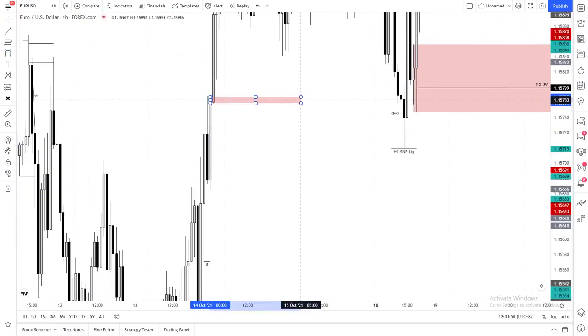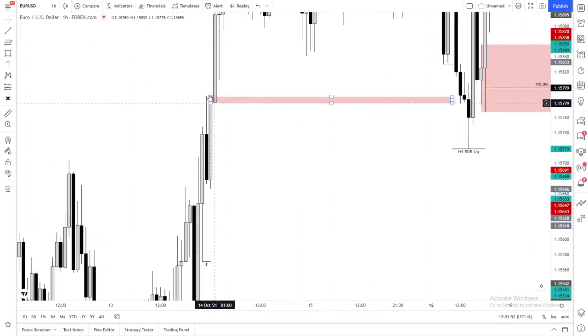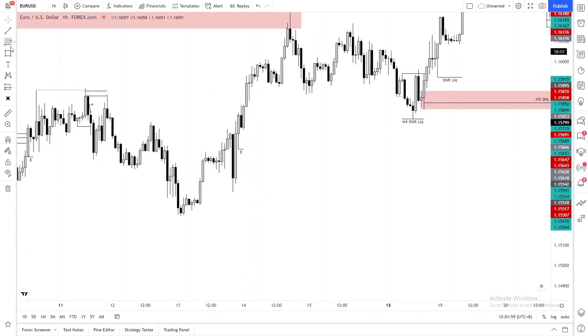You see how I'm marking it, right? It is the wick to the wick. This inner, not the whole candle, just the inner. I think you guys get the point by now. Oh, look at this. Look at this one. Nice.